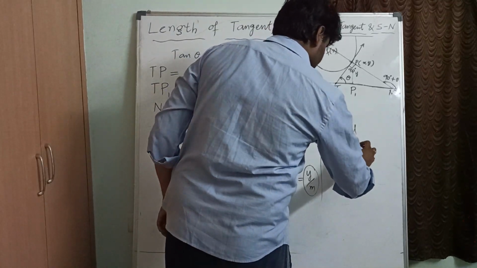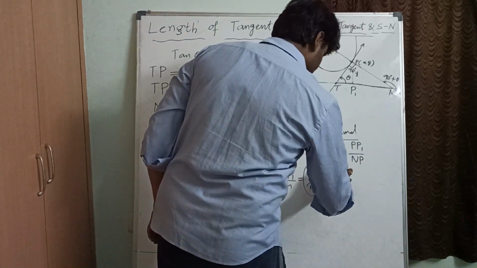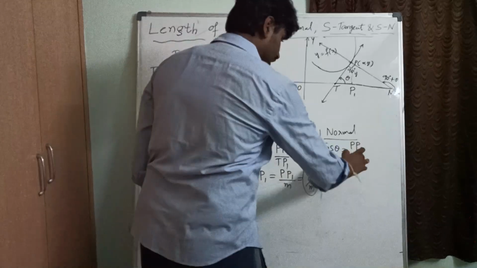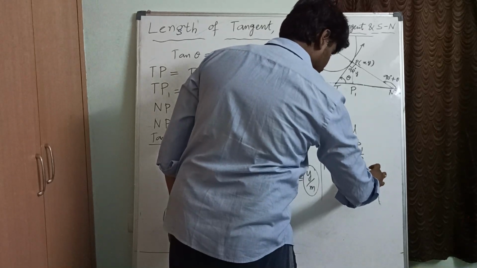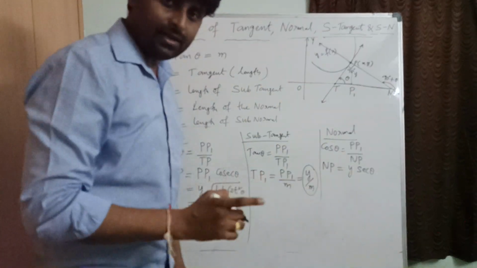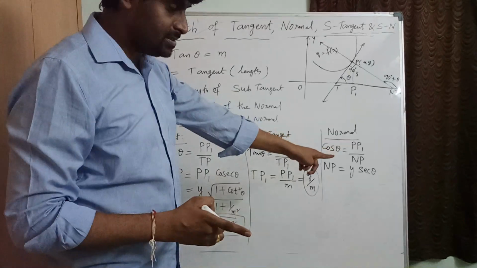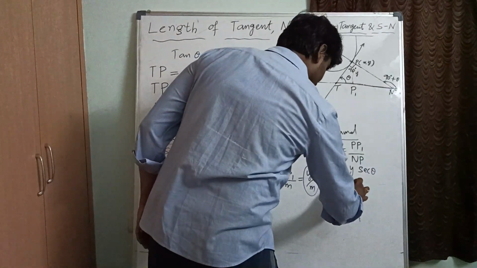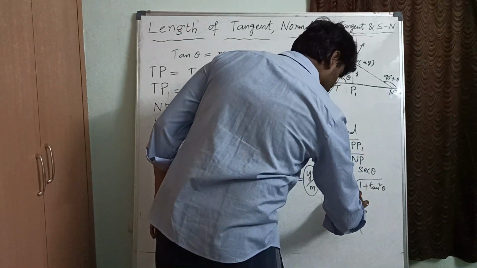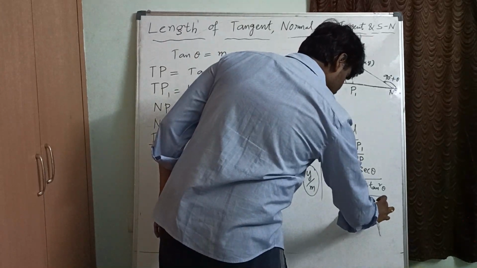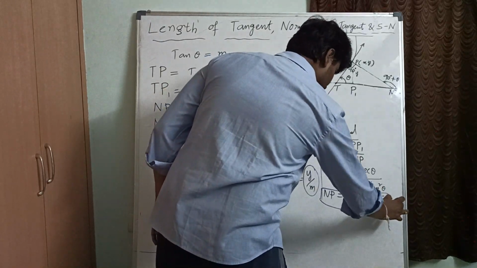So PP1 by NP equals cos theta, and we need NP. PP1 is y, and cos theta goes down, so secant theta. Is there any relation for secant theta to tan? Secant square theta equals 1 plus tan square theta, so secant theta is root 1 plus tan square theta. So y into root 1 plus tan square theta. Tan theta is the slope m, so y root 1 plus m square. This is the formula for length of normal.